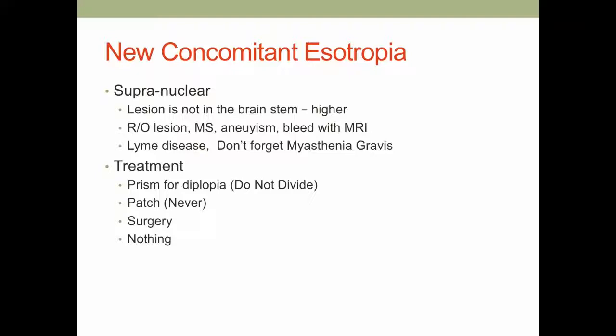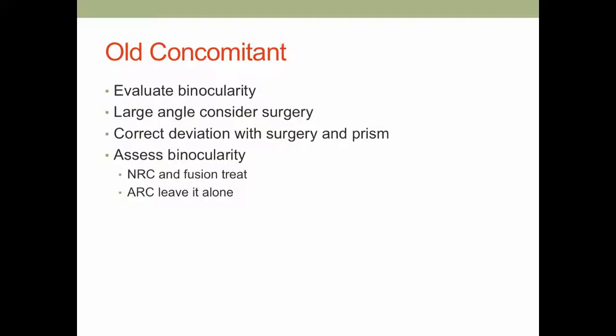A more permanent solution is surgery. We usually wait 6 months. And there's always the treatment of doing nothing. Most patients, however, want to do something to obtain normal binocular vision. On the other hand, older concomitant deviations are clearly non-pathological in nature. If the deviation is significant in size, particularly in esotropia, consider surgery. These patients, oftentimes, we combine surgery with prism.